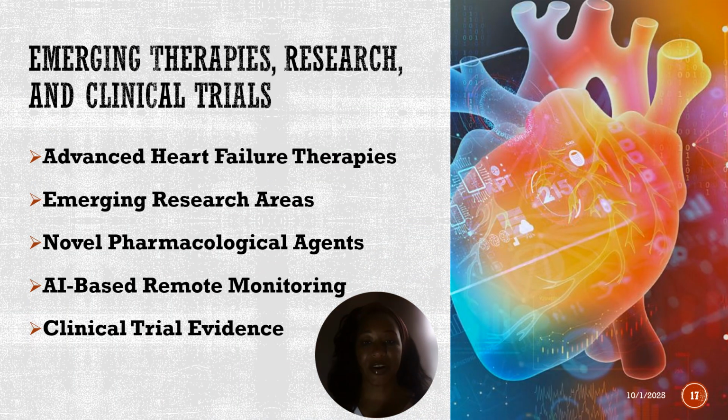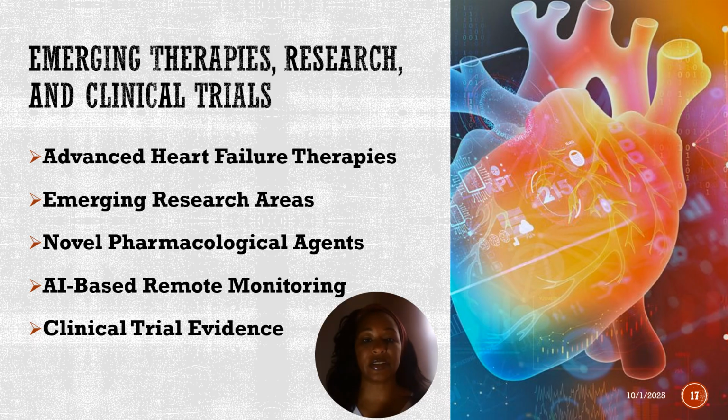Advanced therapies for heart failure include implantable cardioverter defibrillators or ICDs, cardiac resynchronization therapy or CRT, left ventricular assist devices or LVADs, and heart transplantation. Emerging therapies include gene therapy targeting cardiomyopathy, stem cell therapy for myocardial regeneration, and novel agents like ARNI. AI-based remote monitoring is also being explored for early detection of decompensation. These innovations hold promise for improving outcomes.